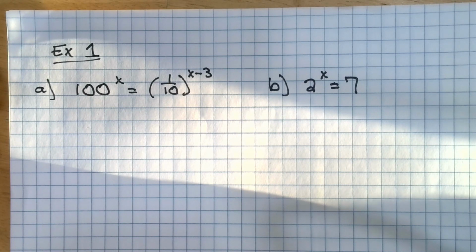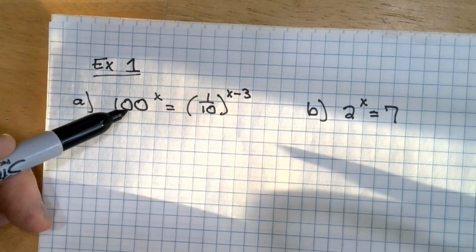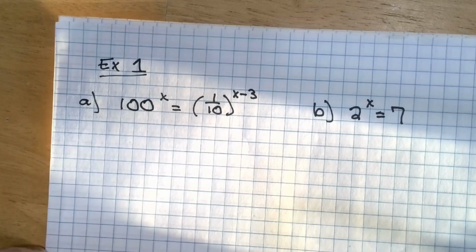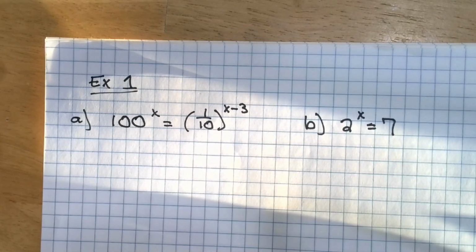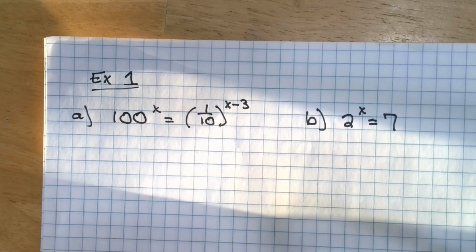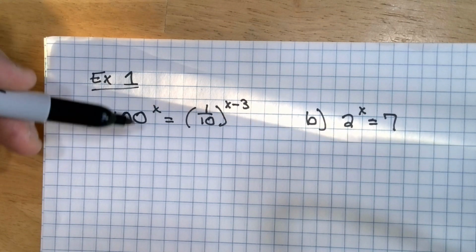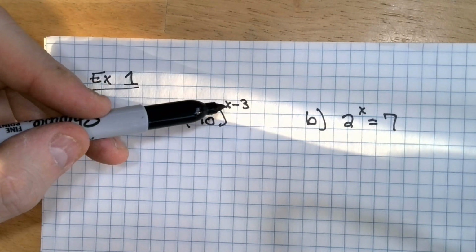And you can see we've got example 1. So part A of example 1, we have 100 raised to the x equals 1/10 raised to the x minus 3. And we want to be able to solve for x algebraically. Now we could just sit here and guess and check and see what we could figure out by taking 100 to the first, 100 to the second, and then putting the same variable right here.